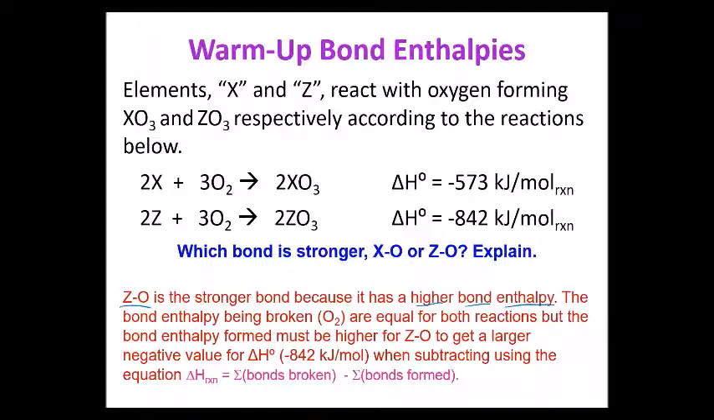So you must reference the equation, okay? You must tell that this is what you're looking at here. We're talking about the bonds being broken, that's the same, but the bonds being formed, that's different. The ZO value must be higher in order to achieve that negative 842 for the delta H difference being higher. So that ZO, the subtracting of the larger number there, is what we're going for.